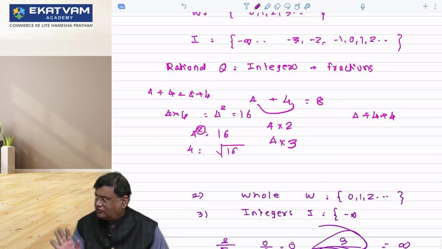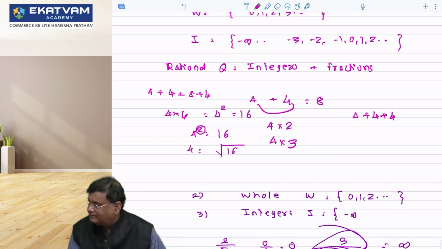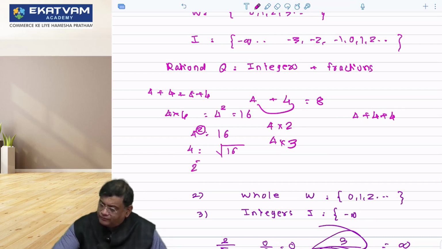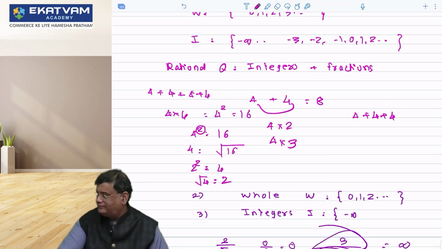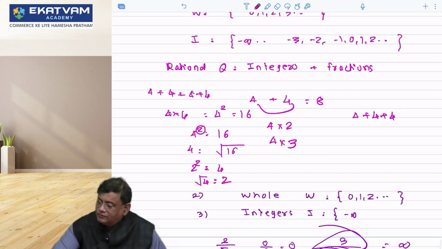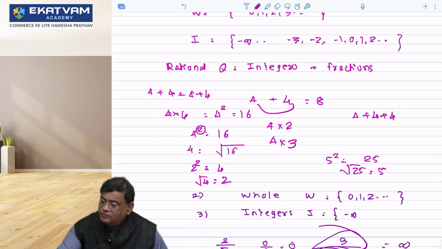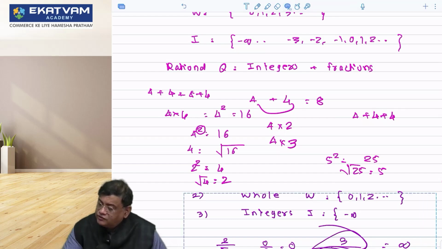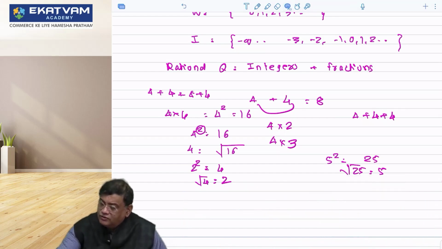So 4 square is 16, then root of 16 is 4. You know 2 square is 4, and because 2 square is 4, root of 4 is 2. 5 square is 25, then root of 25 is what? 5. Did you understand? But if this is true, then my question to you is, what is root of 2?